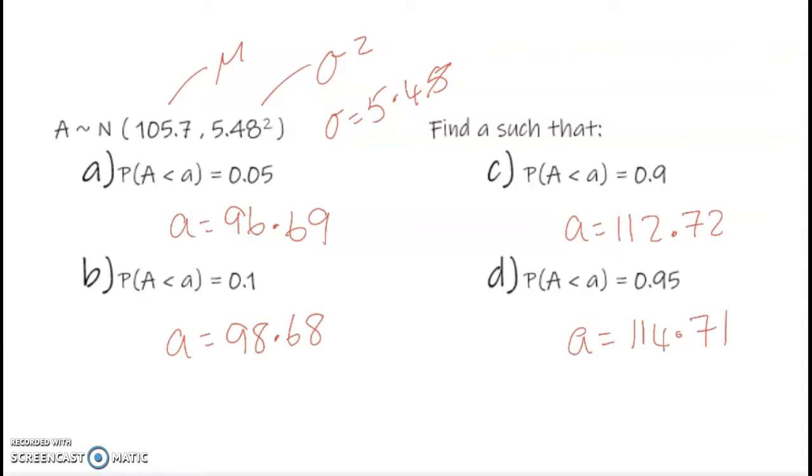Quite a nice simple task once you're used to that calculator method, but it's just knowing what you're looking for. So knowing your mean, knowing your standard deviation, knowing your area, you should be fine. Okay.